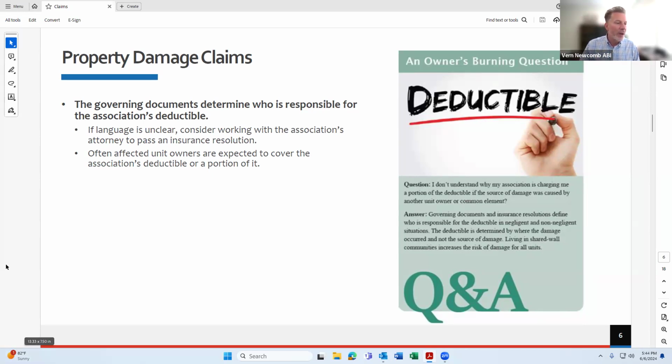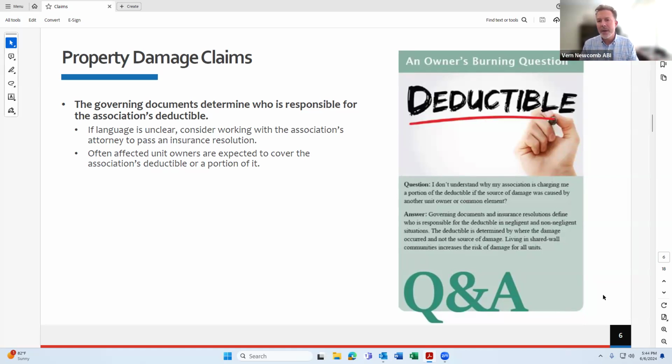And oftentimes unit owners are expected to cover the association's deductible or a portion of it. Vern, if there's one source of the damage, would each unit have its own claim for the deductible? Yeah, the way it would work, we'll say the association's deductible is $25,000. Once each unit exceeded $25,000 of damage, the association's policy would respond to that specific unit. And that deductible responsibility would be the unit owners'.